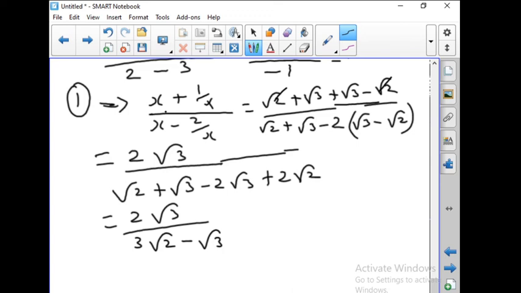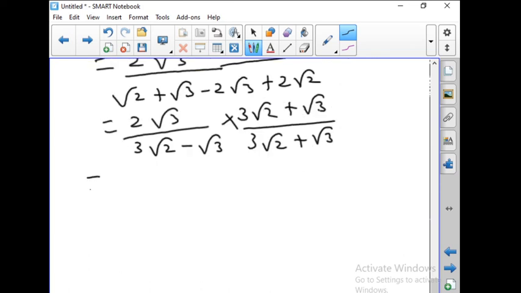Okay? Yeah. Now we will rationalize this. So how will you rationalize? Multiply numerator and denominator by 3 root 2 plus root 3 by 3 root 2 plus root 3. Okay. So what is it now? It is equal to, multiply with this, take it inside, 2 3s are 6. 6 into root 3 into root 2 is root 6. Then plus 2 into root 3 into root 3 is 3. So 2 into 3 gives you 6.